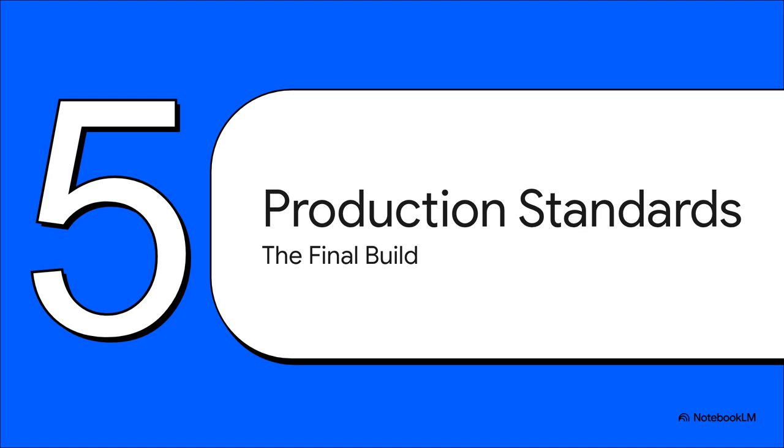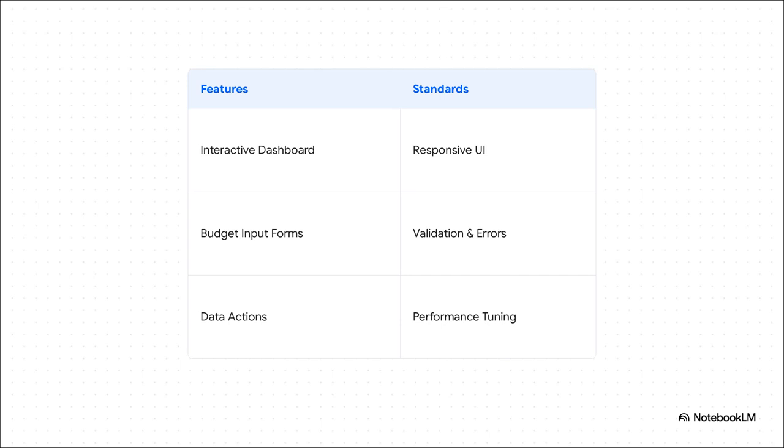Section 5. Achieving Production-Ready Standards. Let's look at how highly requested features map directly to our enterprise standards in a capstone project. The reality is, you simply cannot have interactive dashboards, budget input forms, or complex multi-actions succeed without the underlying standards supporting the whole shebang. Those features require a responsive UI, strict validation, and deep performance optimization to function correctly in the real world. A true enterprise application integrates these sophisticated features perfectly with that underlying code structure.